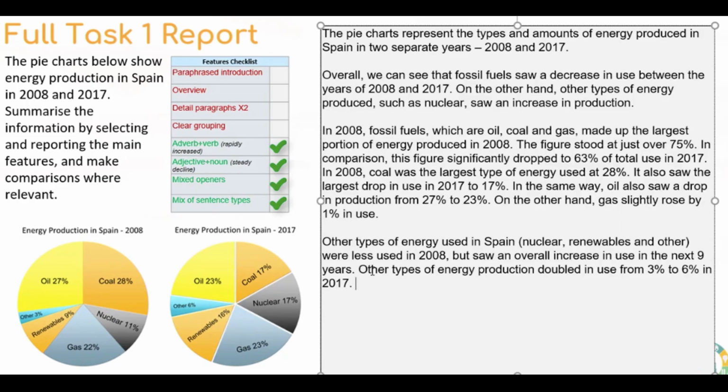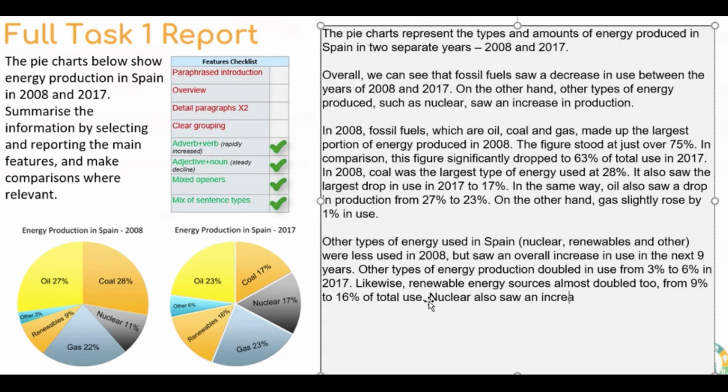So I'm going to say that it's a similar increase. Likewise, renewable energy sources almost doubled too, from 9% to 16% of total use. Nuclear also saw an increase in energy production from 11% to 17%. Okay, so they're my two detail paragraphs.